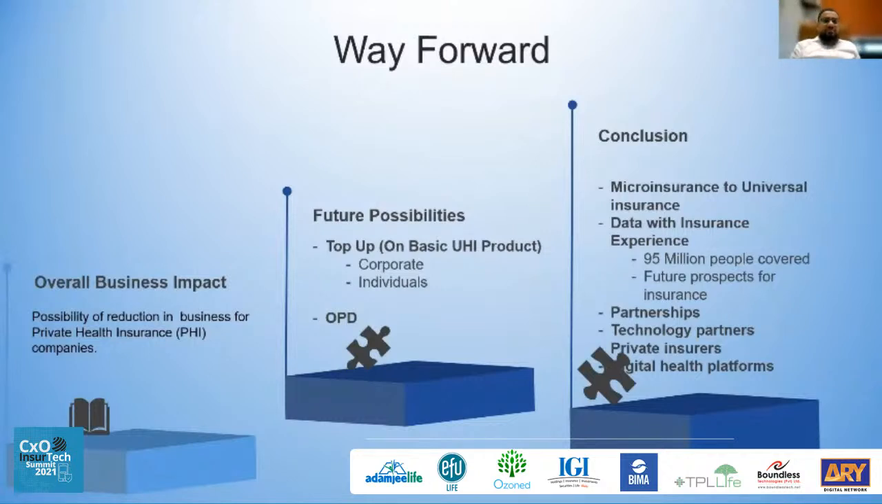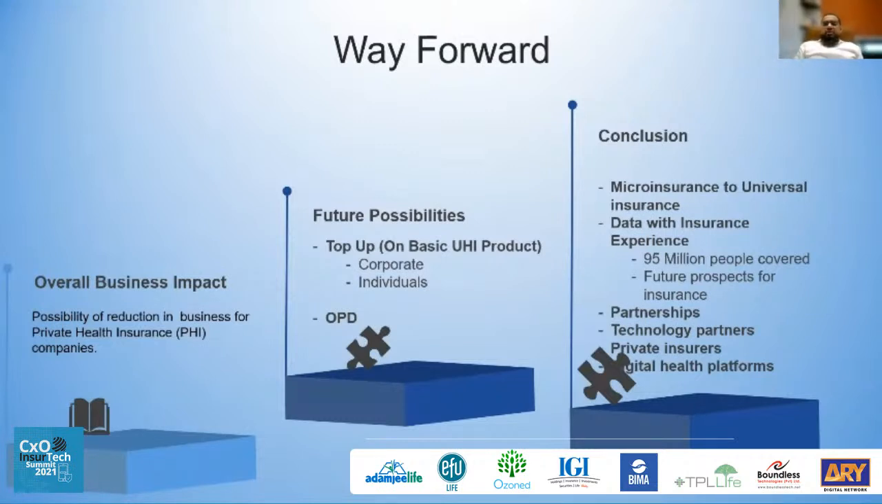Way forward: for private companies, overall business in the coming two to three years will start impacting corporate private life insurers, but with what percentage, time will tell. But this will give some future possibilities for private insurers also to top up on the basic UHI program, maybe at corporate level or individual level, for private rooms, enhancement of limits and others, maybe a niche market of OPD. This can come.